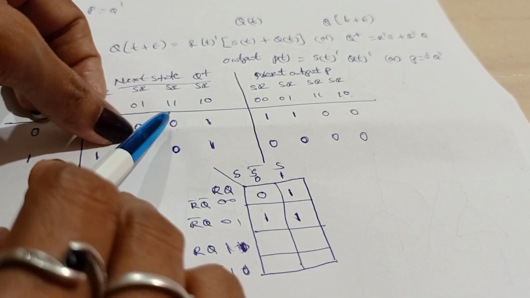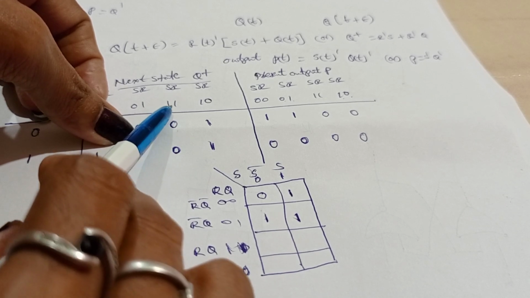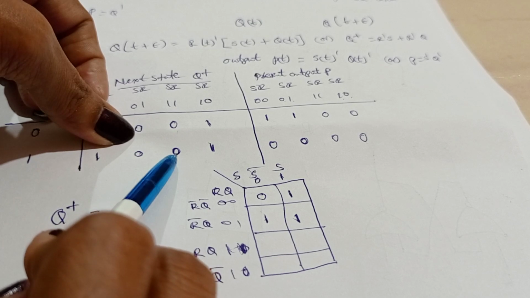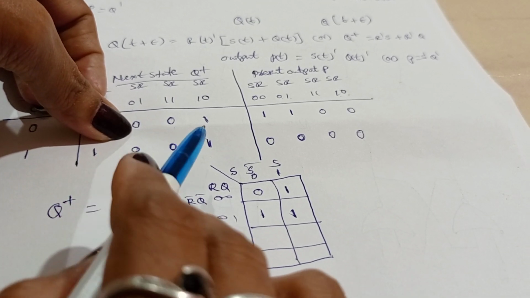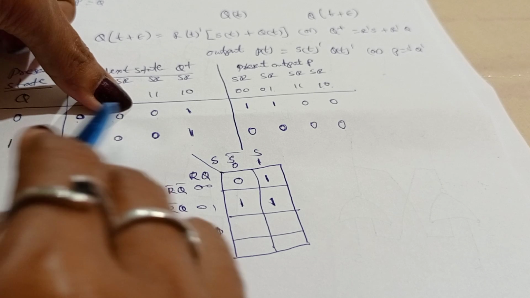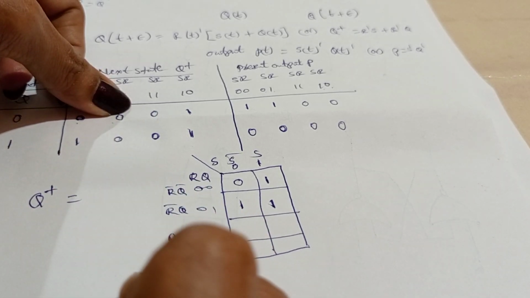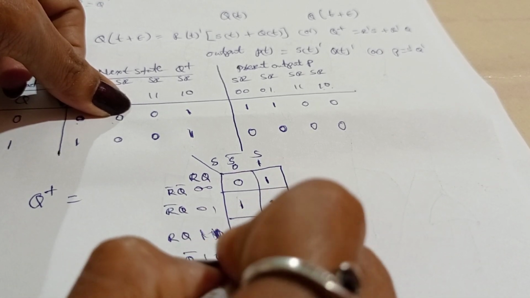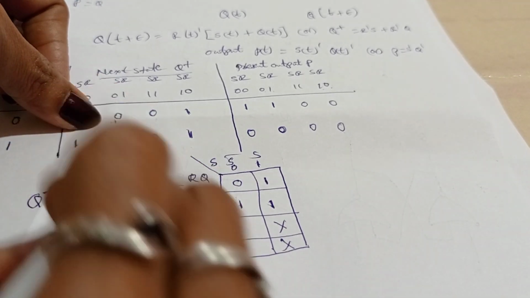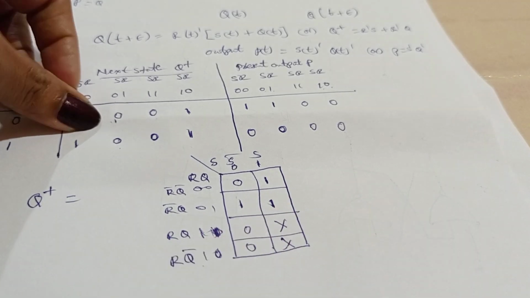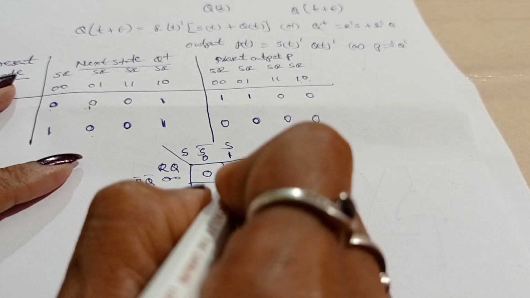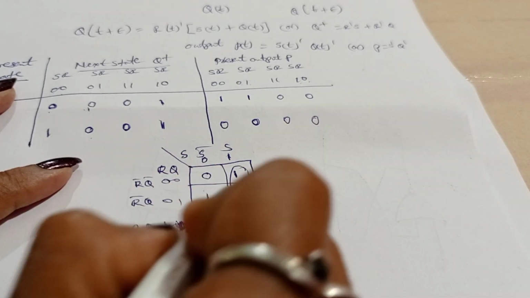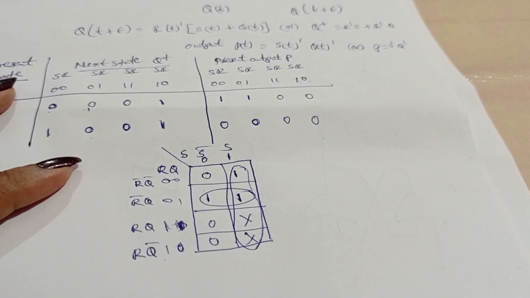And for this, actually S is equal to R is equal to 1. This condition is not allowed. So place here these two don't cares. That is 1, 1, 0, 1, 1, 1. 1, 1, 1 don't care. Next 1, 1, 0 don't care. And the remaining two are zeros. Now use the grouping technique of the K-map. This becomes a quad and this side a pair.